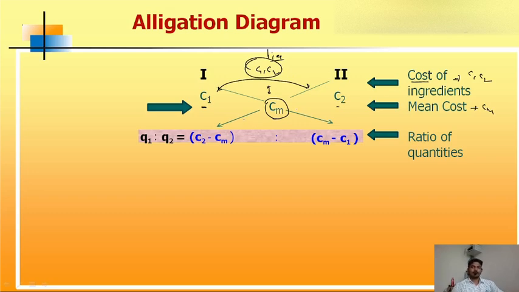If we apply this, we can take Cm minus C1 here and C2 minus Cm. In the end we get the ratio Q1 is to Q2, as in the previous slide: Q1 divided by Q2 equals C2 minus Cm divided by Cm minus C1.